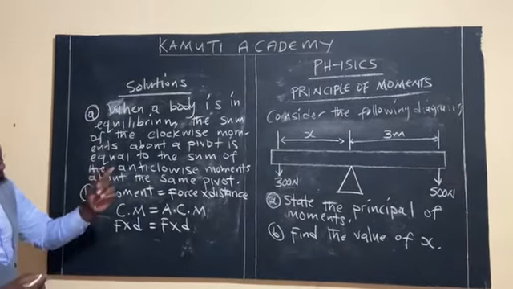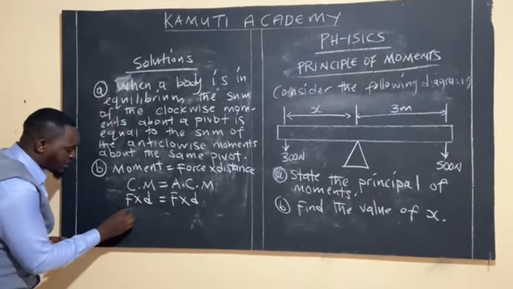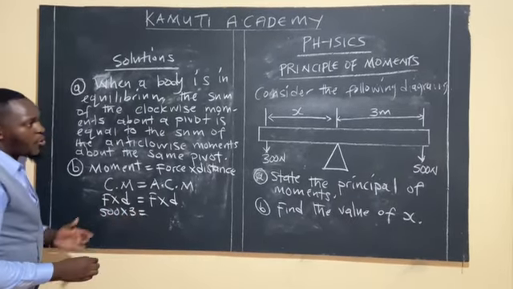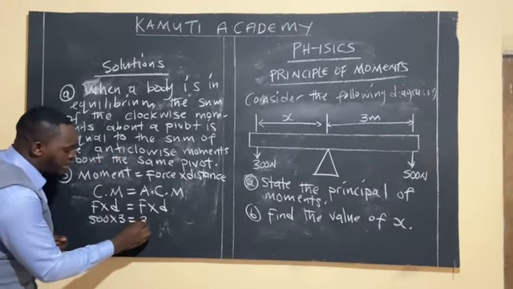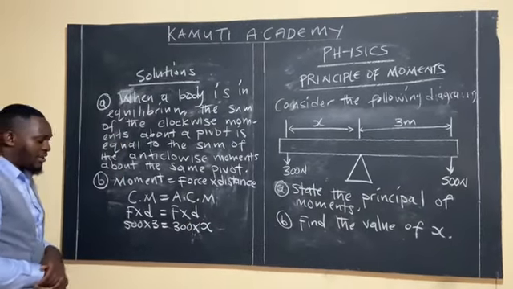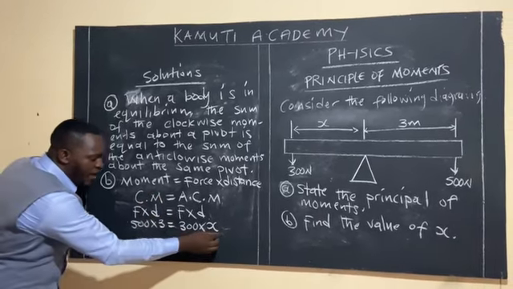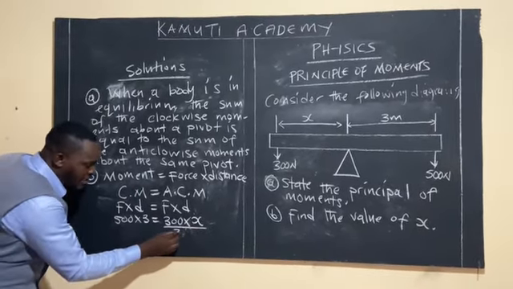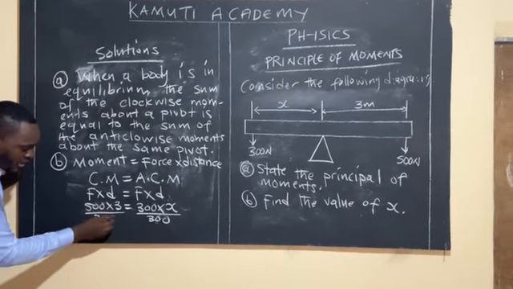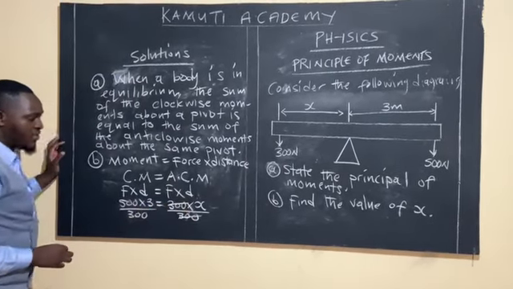So now, in our clockwise moments there, what is the force? 500 newtons. So the force is 500 newtons. The distance is 3 meters. On the anti-clockwise, the force is 300. Then the distance is x. Have you seen what is happening there? So what we'll do here, to find the value of x, we're going to divide. So I'm going to say divide by 300 here. And even this side, I'll say divide by 300. Then the 300 gone, the 300 gone. I'll remain with an x there.